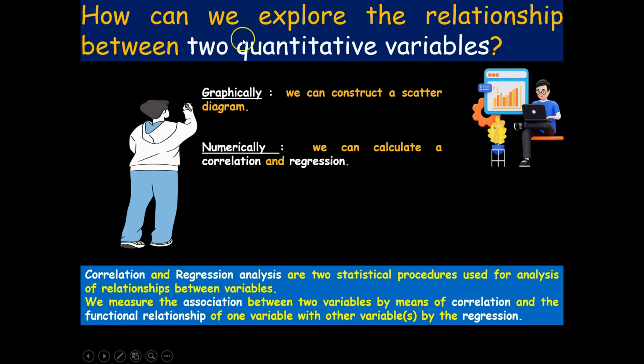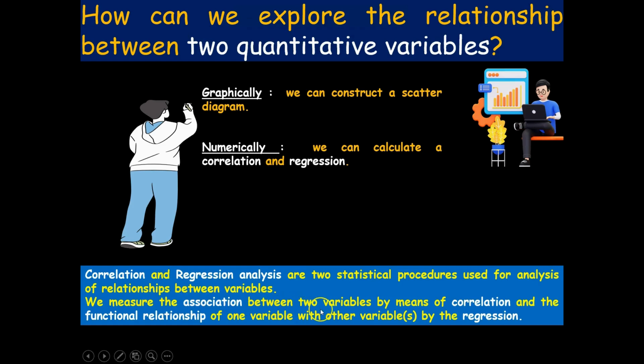Now, how can we explore the relationship between two quantitative variables? We can explore the relationship graphically or numerically. Graphically, we can construct a scatter diagram, but numerically, we can explore the relationship by calculating two important statistical procedures. One is correlation and the other one is regression. Correlation and regression analysis are two statistical procedures used for analysis of the relationship between quantitative variables.